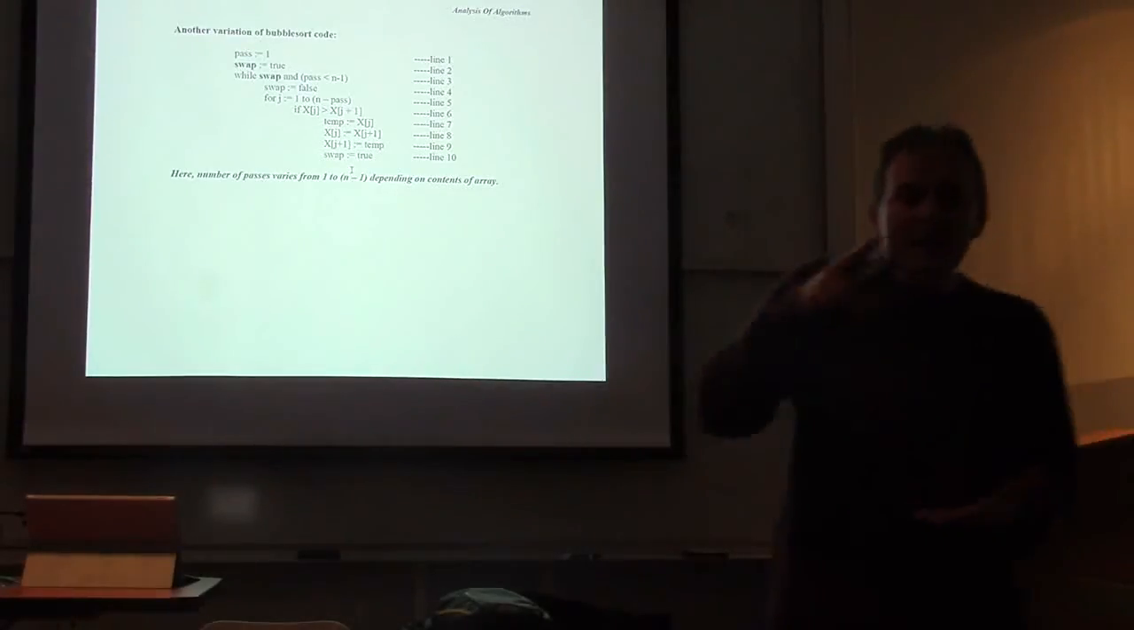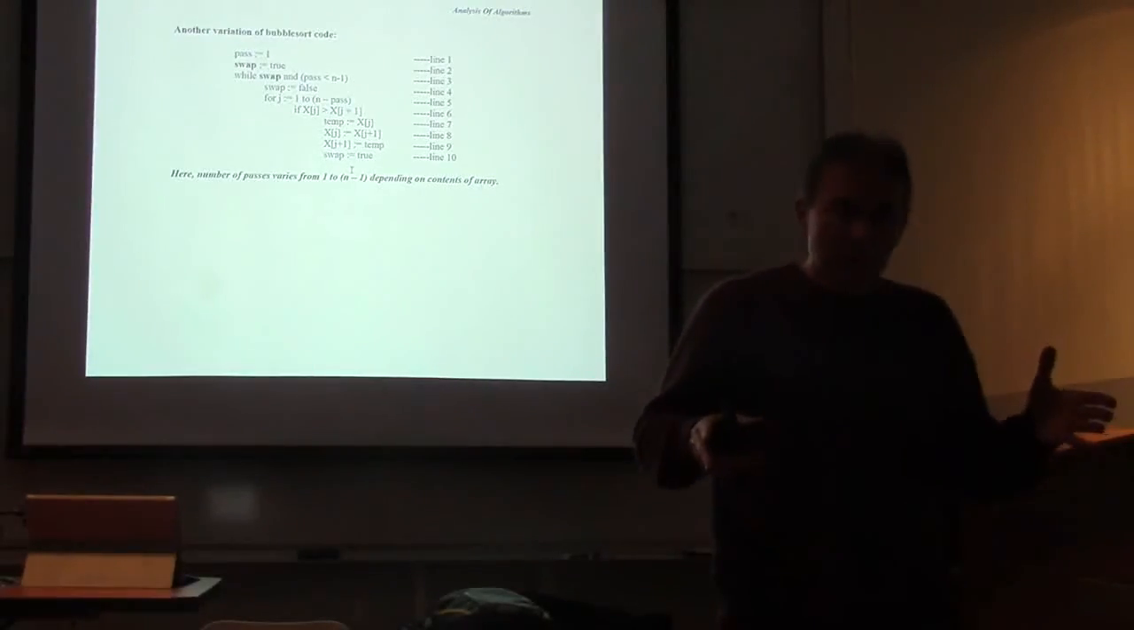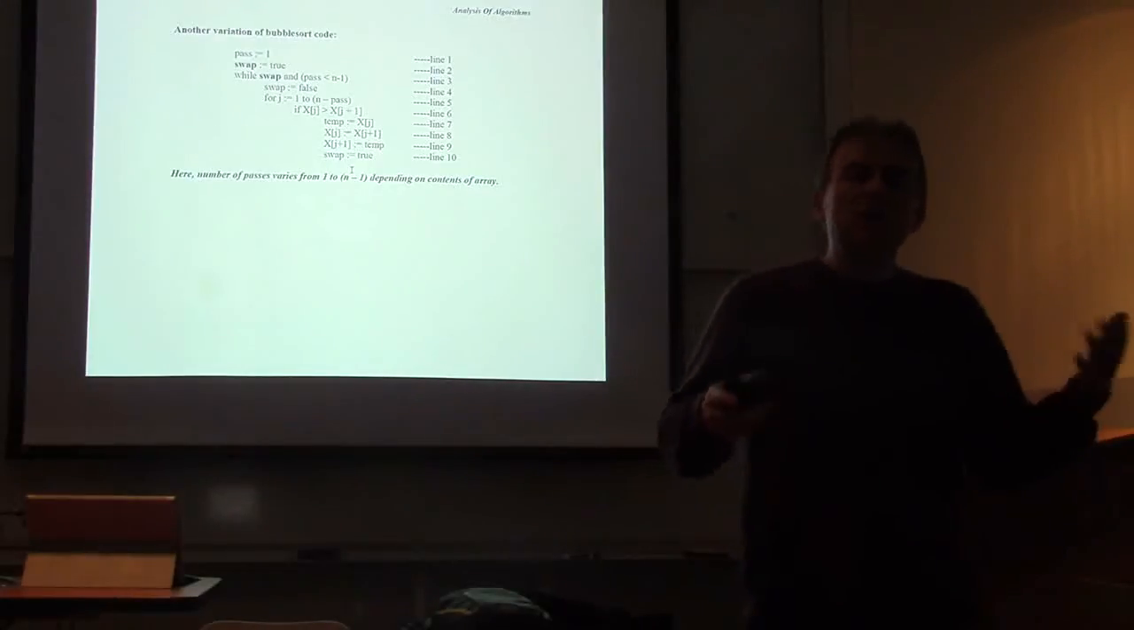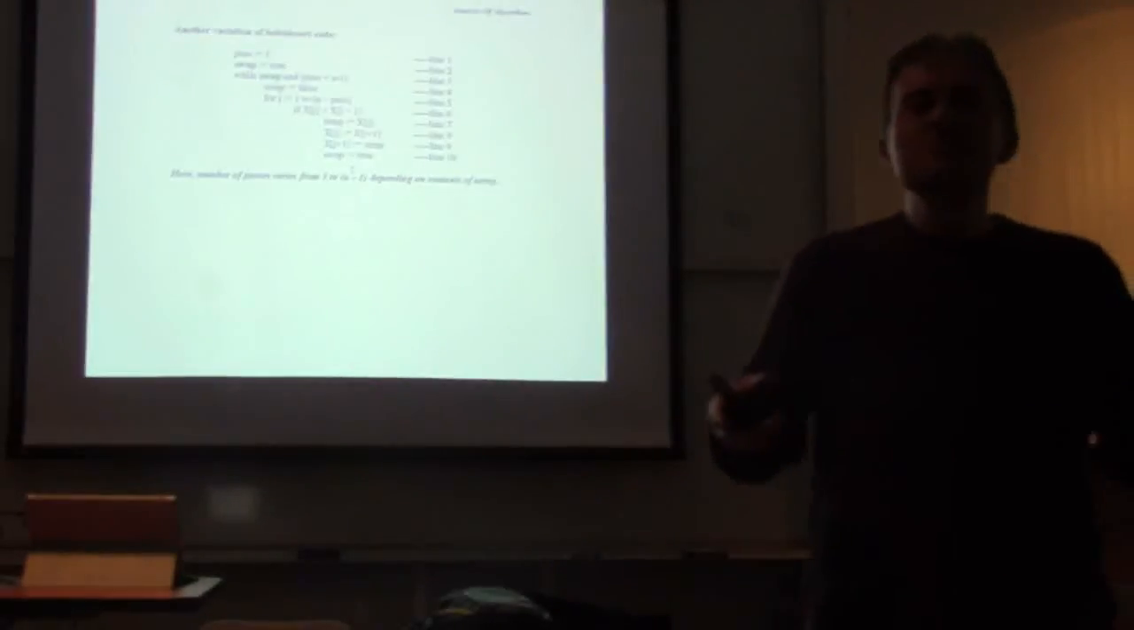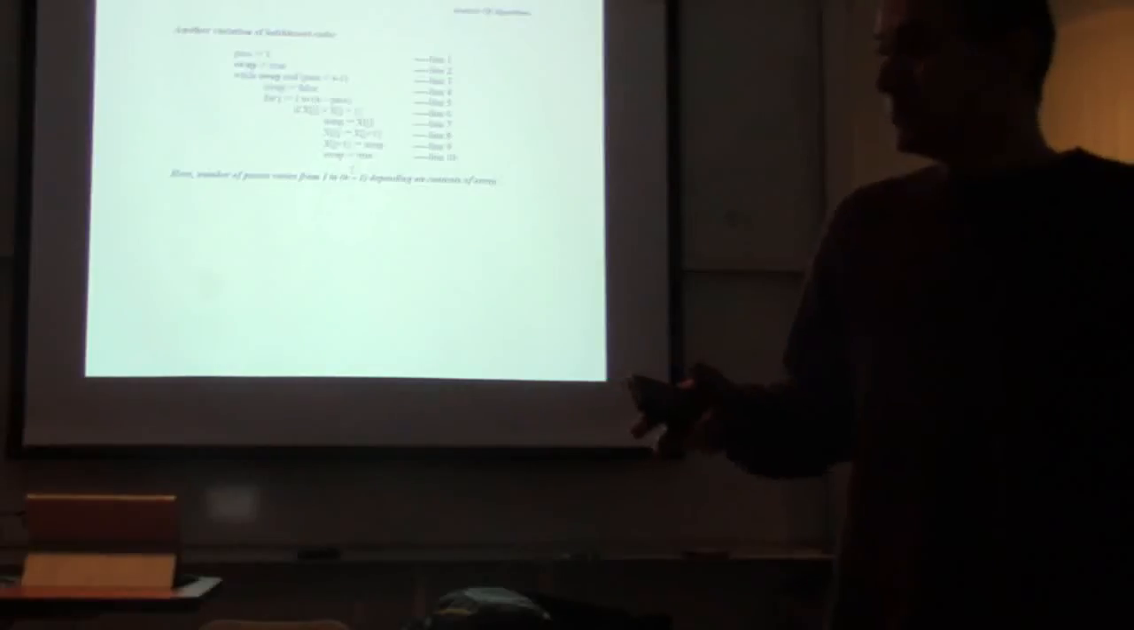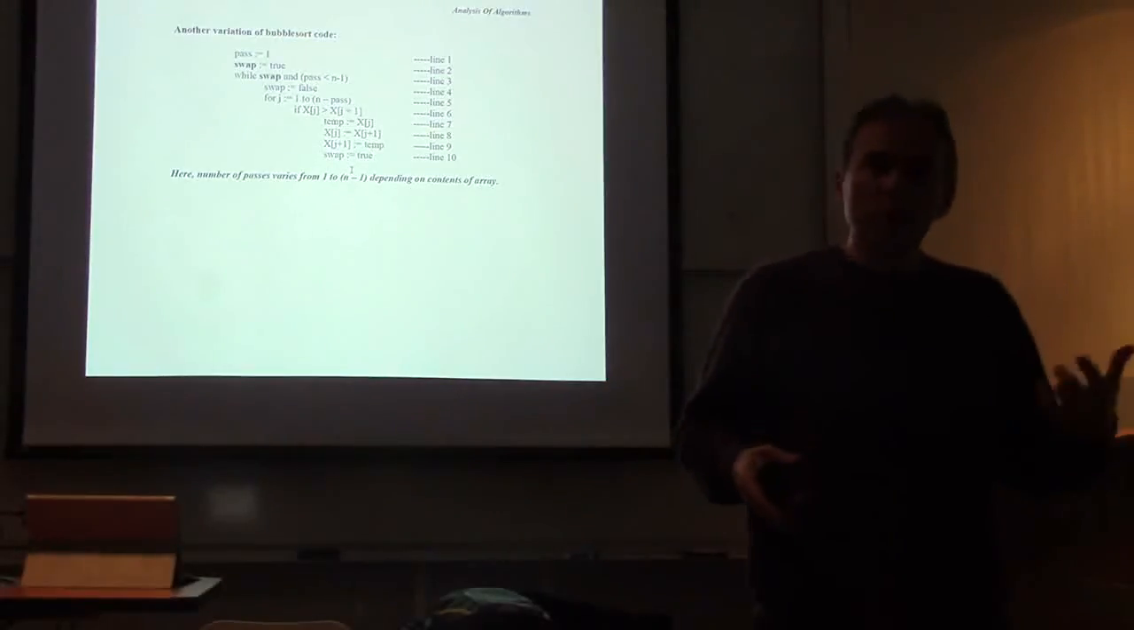So the array contents are permutations. At random, we have a permutation. In 10 elements, there are 3.6 million orders that we can have. One of them requires only 1 pass.